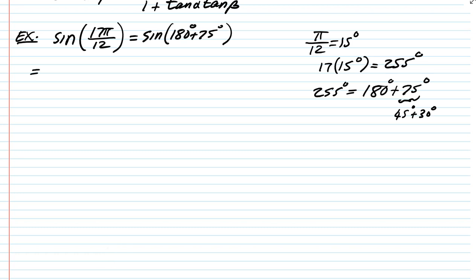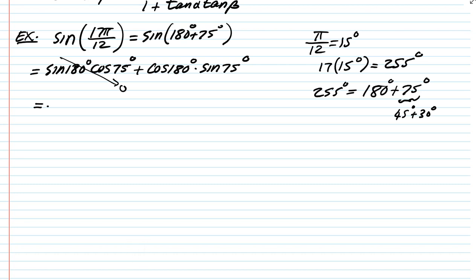Now, what is this going to be? It's going to be sine 180 cosine 75, and it's the sum, so plus cosine 180 times sine 75. Now, sine of 180 is 0, so that term is 0. Therefore, this is going to be cosine 180 times sine 75. Cosine 180 is negative 1. Thus, I can write this as negative 1 times sine of 75 degrees.